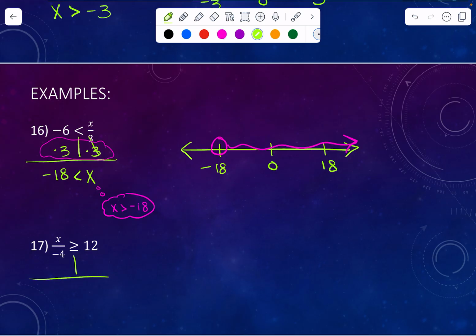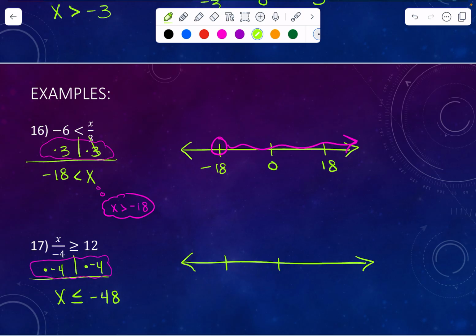Okay, let's try this last one then. Here I'm dividing by a negative 4. So I'm going to multiply by a negative 4. That's going to get me x. Now, here's that situation again. We multiplied both sides by a negative, so that's going to flip that inequality and make it negative 48. So now we graph this. We're going to go negative 48, 0, and 48. It says x is less than or equal to negative 48. So I'm going to fill in my circle, and I'm going to shade it to the left. And that is how we solve one-step inequalities.